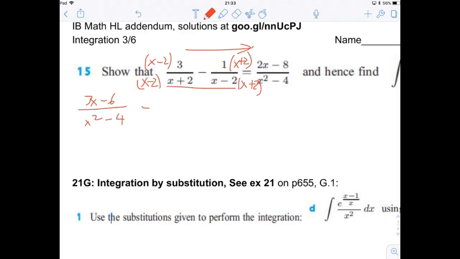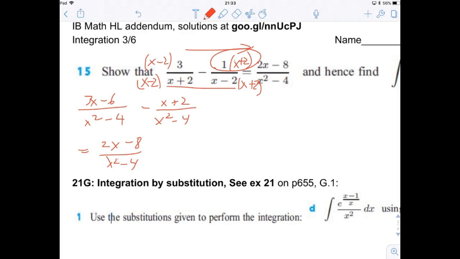And then the second fraction would be x plus 2 in the numerator and x squared minus 4 in the denominator. And then we have now shown that, let's see, 3x minus x is 2x. Negative 6 minus 2 is negative 8. So we have shown that that is true.